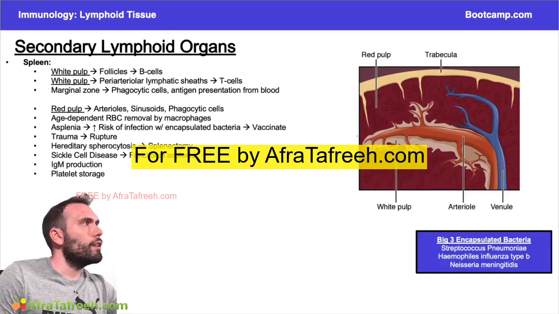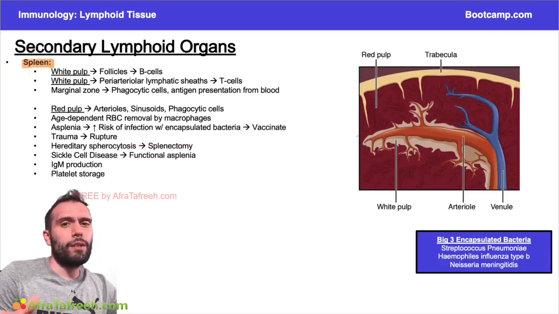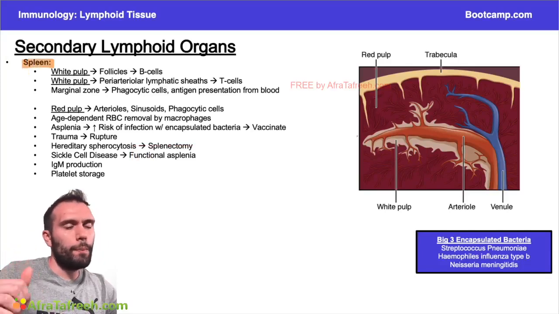All right, so let's talk a little bit about the secondary lymphoid organs. The first one we'll talk about here is the spleen. When I think about the spleen, I like to organize it into two categories. I think about the white pulp and I think about the red pulp.